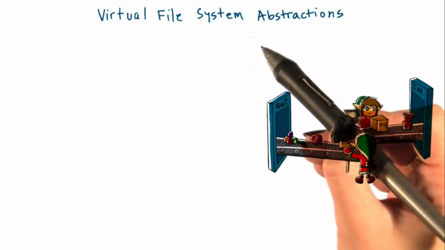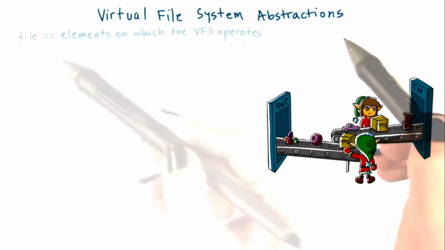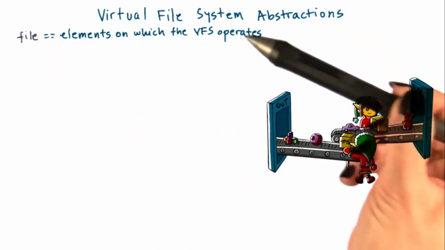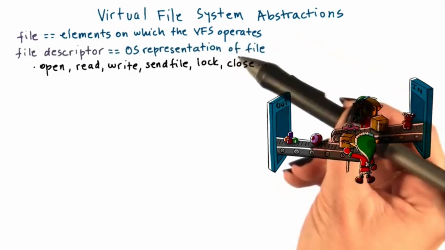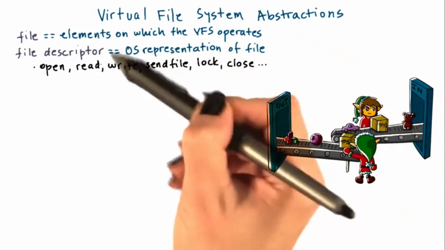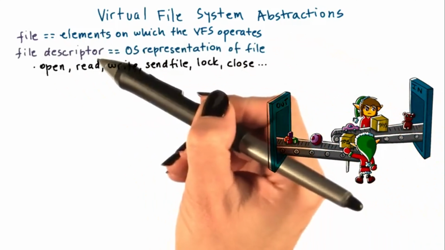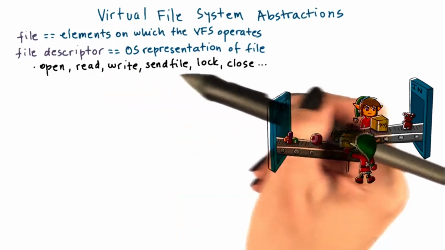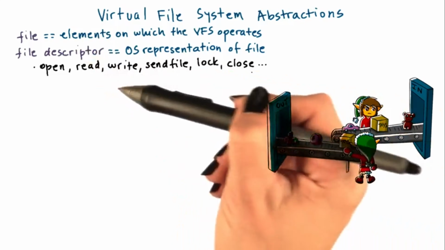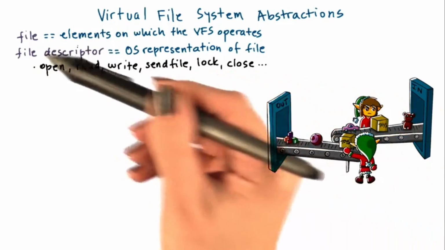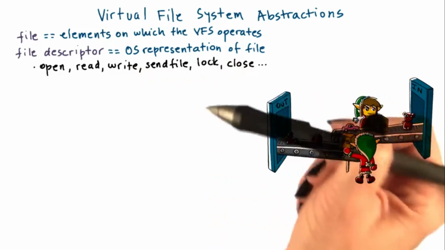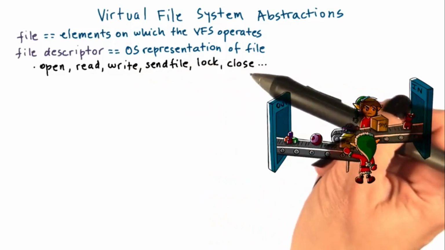The virtual file system supports several key abstractions. First, there is obviously the file abstraction. These are the elements on which the virtual file system operates. The OS represents files via file descriptors. A file descriptor is created when the file is first opened, and there are a number of operations that can be supported on files by using the file descriptor to identify the specific file. These include read, write, lock a file, send a file, also close a file ultimately.